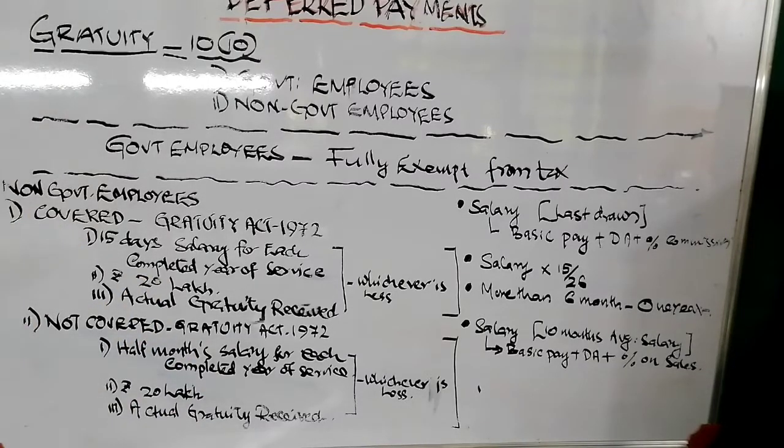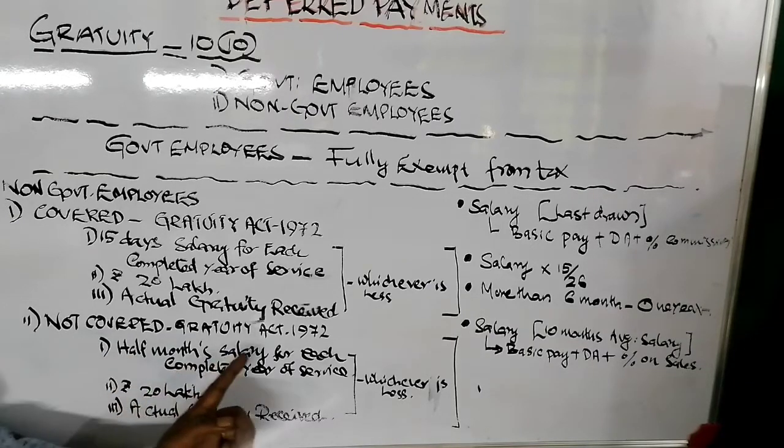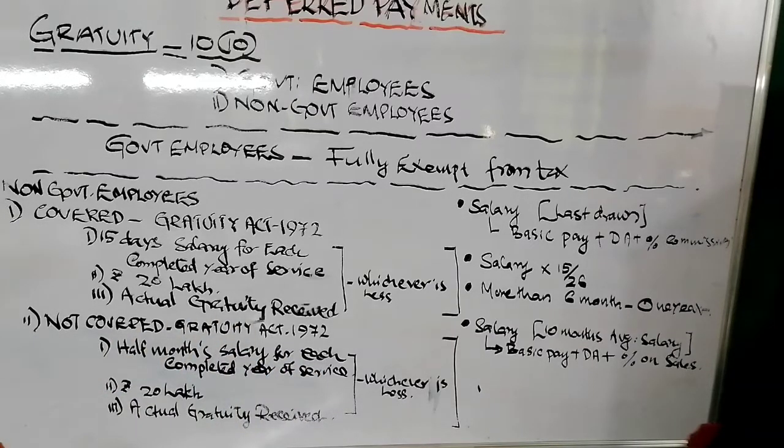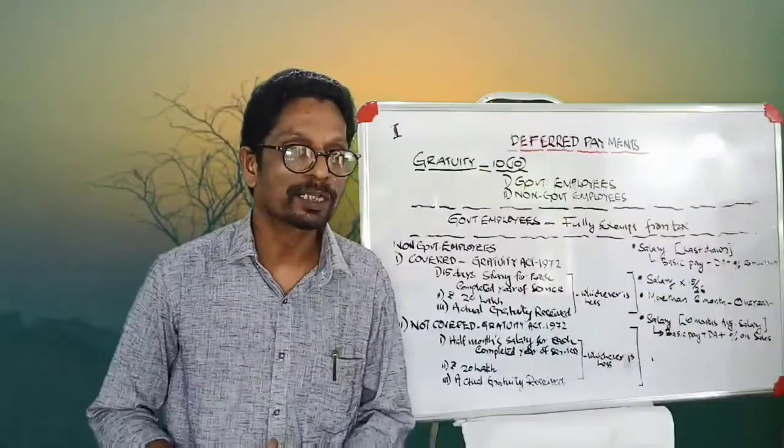Once again, half month's salary for each completed year of service, then rupees 20 lakh, and finally the actual gratuity received, whichever is less is exempted from tax. You understand the same now.